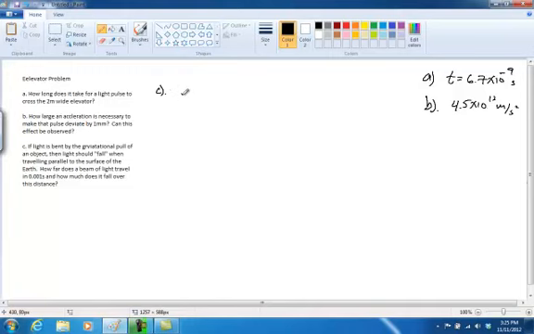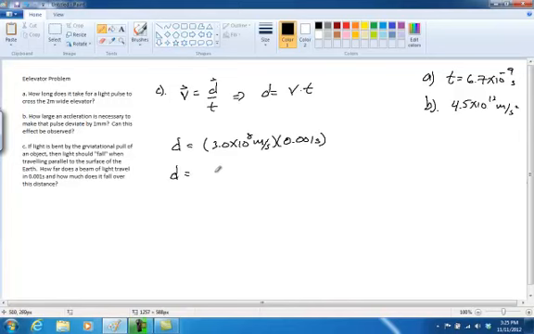So again, we go back to our initial idea that velocity is equal to distance divided by time. We can rearrange this equation to say d is equal to velocity times time. Well, if that's the case, then we can just say that d is equal to our velocity of light, which we know is 3.0 times 10 to the 8 meters per second, times time. In this case, time's given to us to be 0.001 seconds. And so we get a distance of approximately 3 times 10 to the 5th meters.